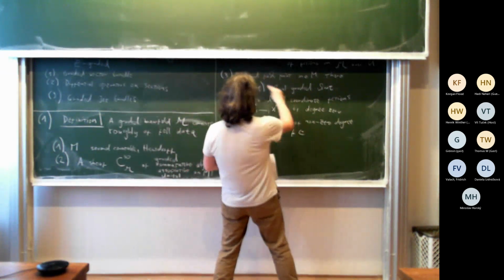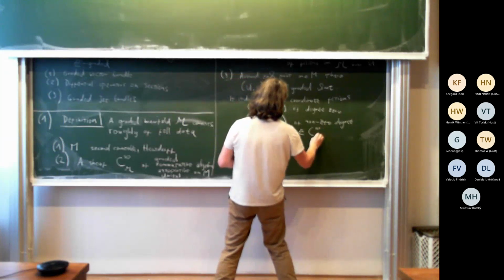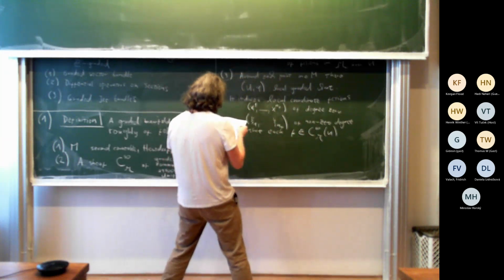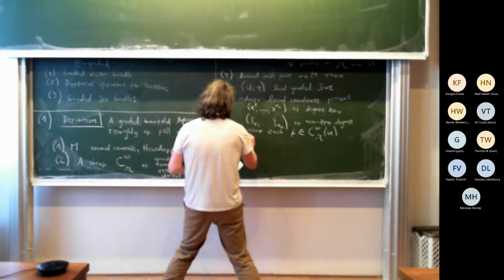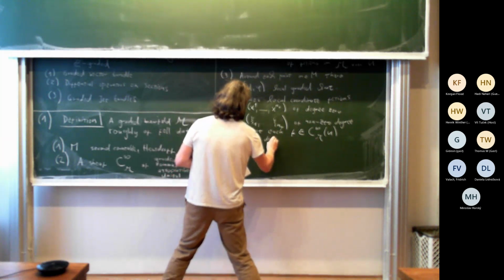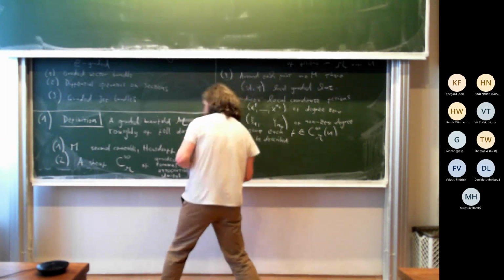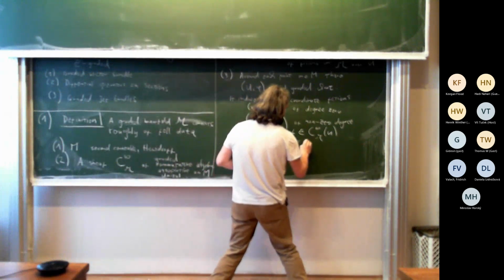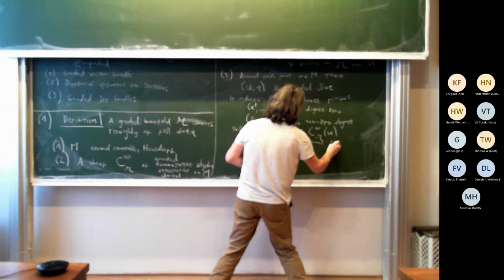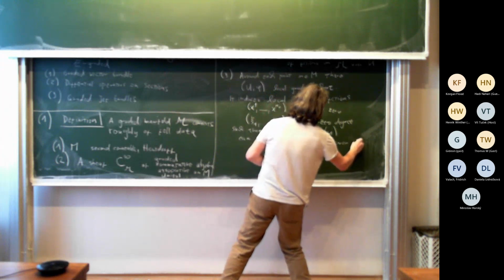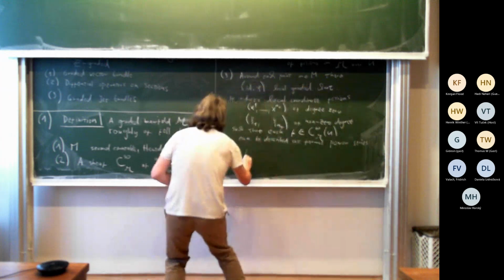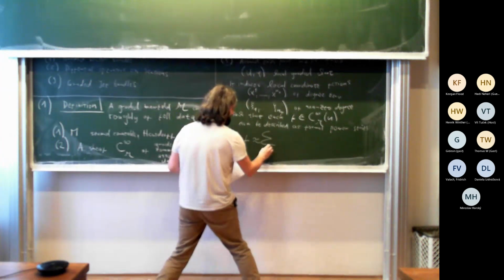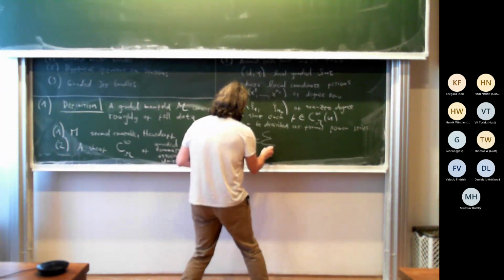Each function on this open subset, so an element of the algebra over this U, can be described uniquely as some formal power series in these coordinates. I don't want to write equal here because it's not strictly true, but we can basically describe it as some power series, and I want to be as vague as possible.